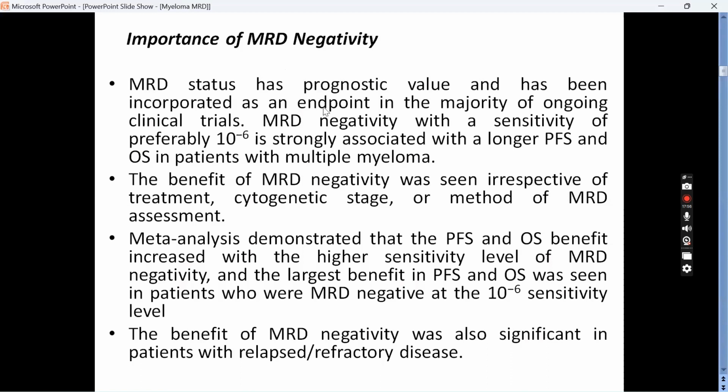So now the modified endpoint to know whether the disease is under control is myeloma MRD negativity with a sensitivity of preferably 10 to the power of -6. I'll be talking about this in much more detail in the subsequent slides. What is sensitivity? I'll tell you. So sensitivity of preferably 10 to the power of -6. What do you mean by that? Anyone?